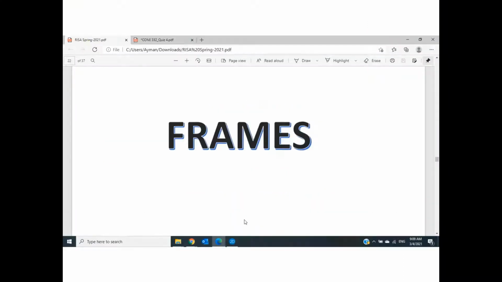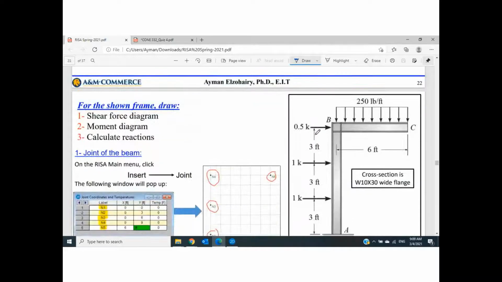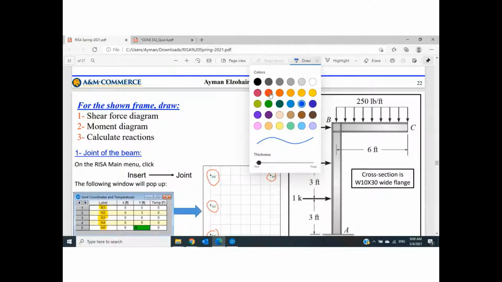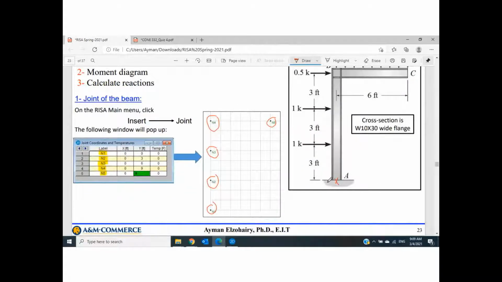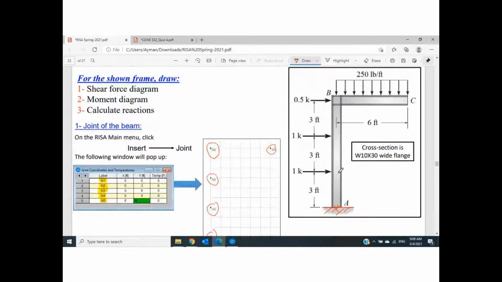So our meeting today will focus on how to model frames and trusses on RISA. Let's start with frames. We have a frame here. This frame is fixed support at A. Fixed. We have vertical column and horizontal beam.